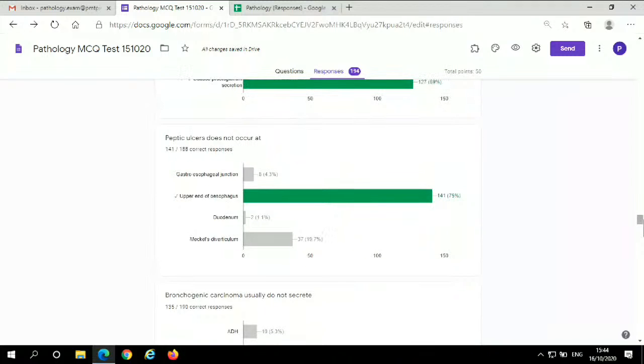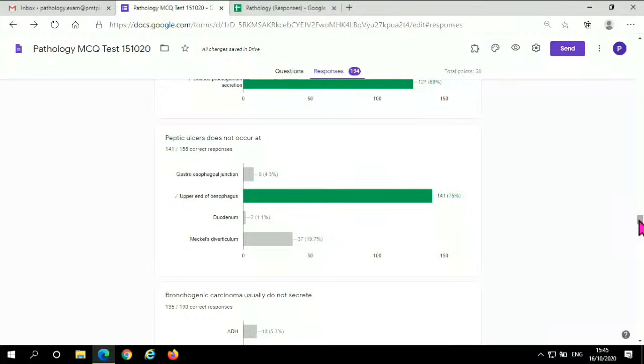Peptic ulcer does not occur at the upper end of the esophagus. That is the correct answer. Many of you know that peptic ulcer is basically an ulcer occurring anywhere in the GI tract in response to acid secretion by the stomach. So wherever acid can reach, it may cause it. Generally it can cause it at the gastroesophageal junction and duodenum.